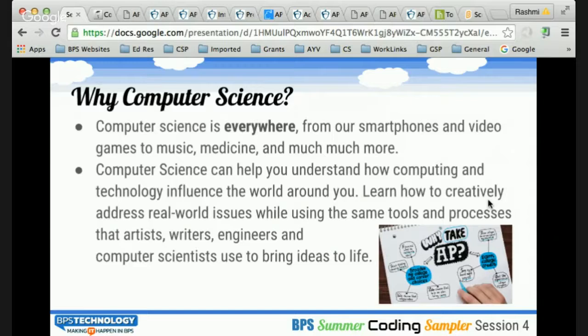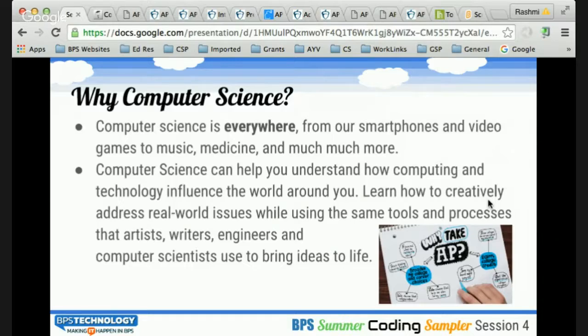So why computer science? I think computer science, as we all know, is everywhere. It's in all our applications. It's in all offices. It's in all fields, let it be music, medicine, or much, much more. Computer science also helps you understand how computing and technology influence the world, and it also allows you to creatively address real world issues. So students can be part of the processes. They can be artists, they can be writers, they can be engineers, but it allows them to be part of that whole computing and technology influence that they can participate in and further.